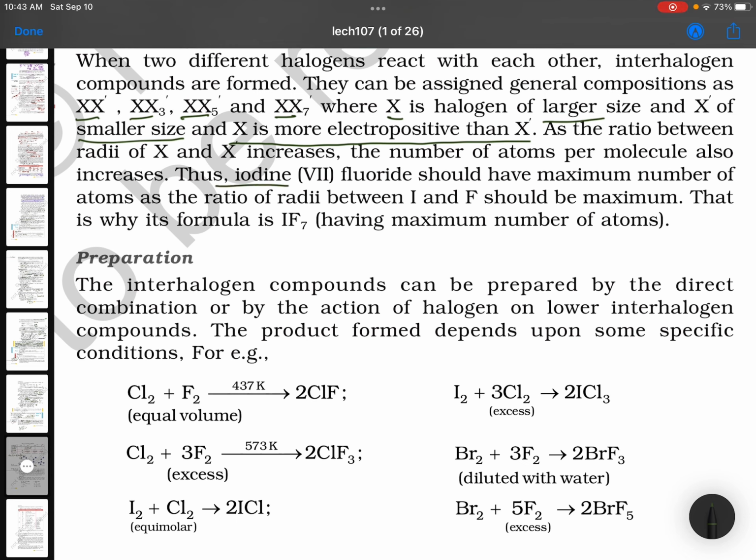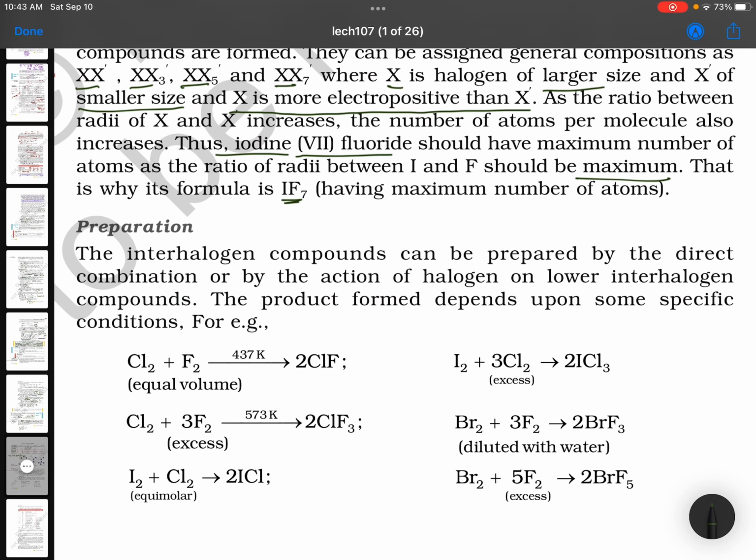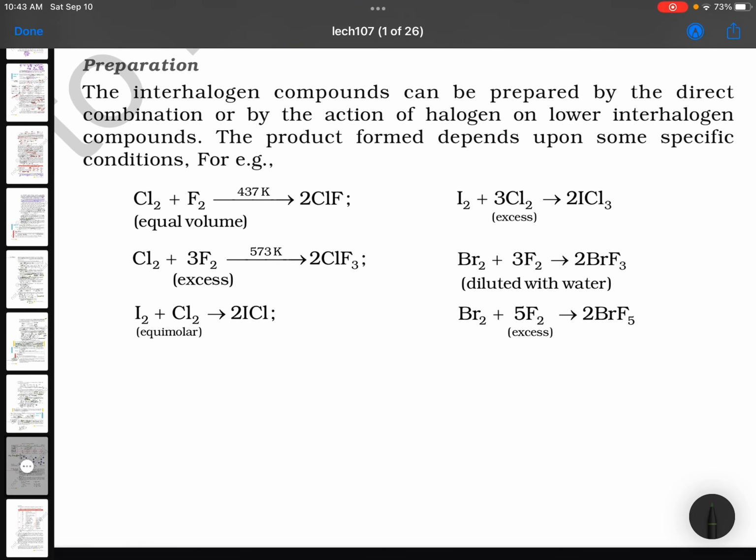Thus, iodine heptafluoride is possible. Iodine heptafluoride should have the maximum number of atoms, as the ratio of radii between iodine and fluorine is maximum. That is why the formula IF7 is possible. All that story you see here. These preparations are asked even in the IIT Advanced exam also.